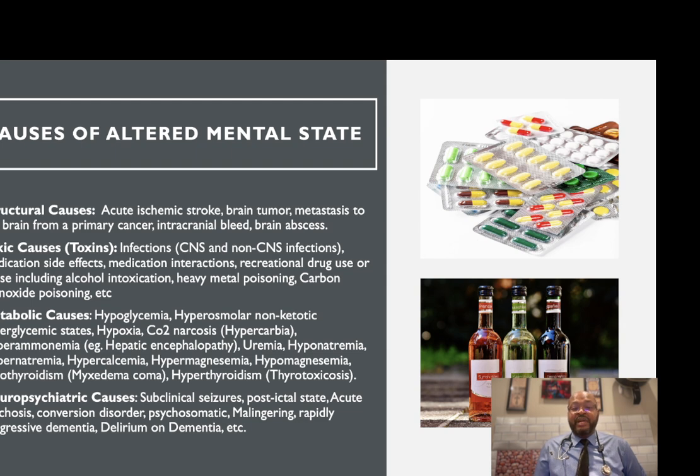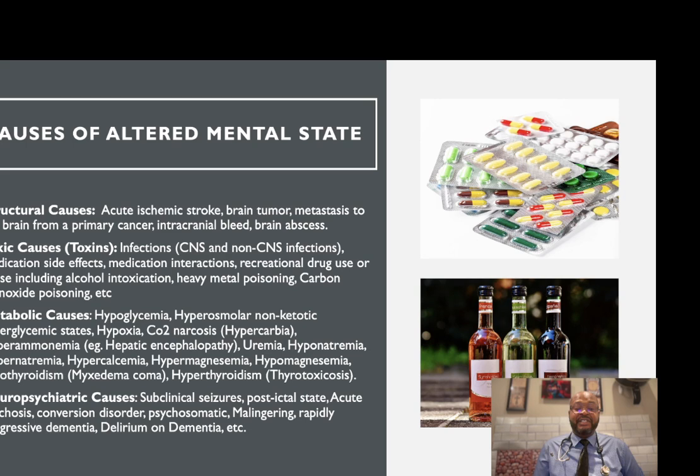And then we look at the metabolic causes like hypoglycemia, hyperosmolar non-ketotic hyperglycemic states, hypoxia, CO2 narcosis for hypercarbic patients in respiratory failure, hyperammonemia in cirrhotic patients who come in with hepatic encephalopathy, uremia, hyponatremia, hypernatremia, hypercalcemia, hypermagnesemia. Hypomagnesemia, these are the magnesium ones. People usually don't suspect that, but you need to consider that.